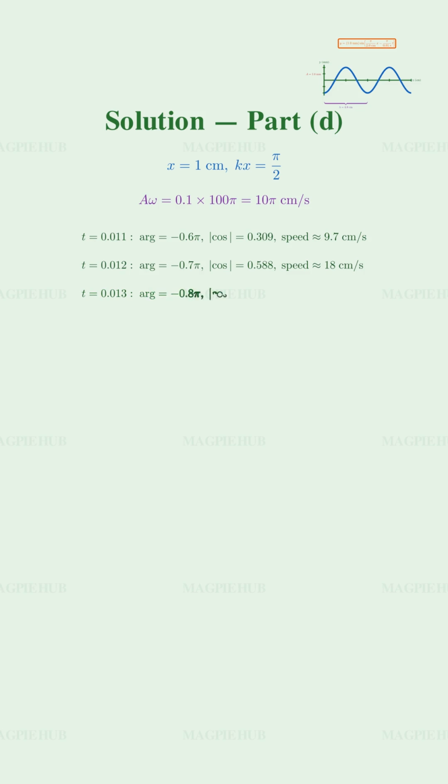centimeters per second. At t equals 0.012, the argument is negative 0.7 pi. Absolute cosine is 0.588. Speed is about 18 centimeters per second. At t equals 0.013, the argument is negative 0.8 pi. Absolute cosine is 0.809. Speed is about 25 centimeters per second.